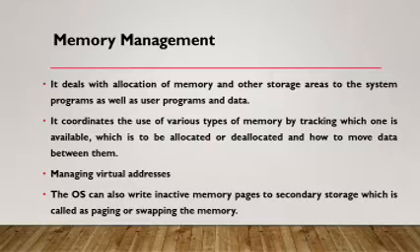So all these kinds of things are enabled with the help of memory management. Memory management deals with the allocation of memory and other storage areas to the system programs as well as the user programs and data. It allocates the main memory of the computer to different segments, divided into different levels. The first is for the computer software itself, the application software. The second is to store the data, and the third is to run all these kinds of programs.